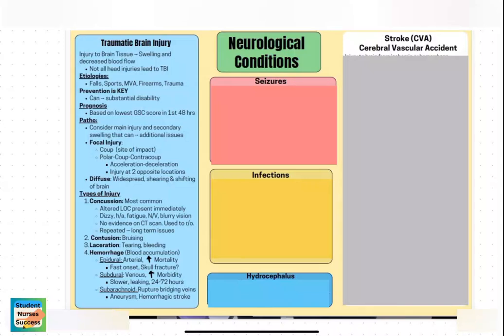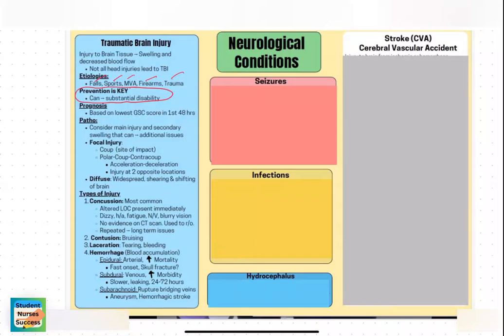Now, not all head injuries are going to lead to a traumatic brain injury, but many do, and we really worry about these. Prevention is absolutely essential when we talk about head injuries and traumatic brain injuries, because we know traumatic brain injuries can cause substantial disability. Common causes of traumatic brain injury include falls, sports injuries, maybe football, soccer, where maybe two people hit their heads together, motor vehicle accidents, firearms, gunshot wounds, and other types of trauma where the head is involved.